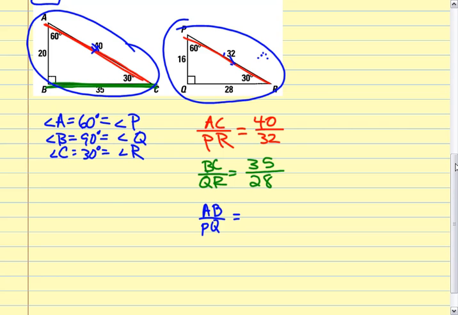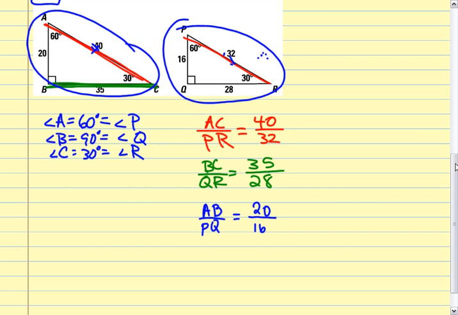Bennett, what are the numbers that go with AB and PQ? 20 and 16. Now, how do I know if these things are proportional? For these two figures to be similar, their corresponding sides have to be proportional. How can I tell if they are proportional? Any ideas? Isabel? Well, let's write them in simplest form.